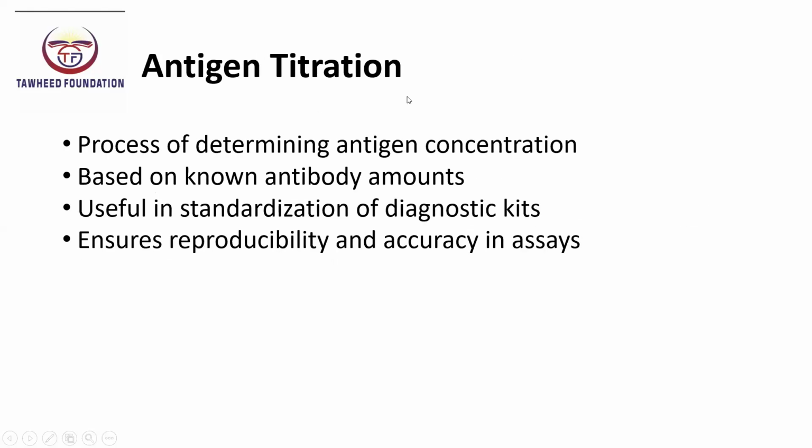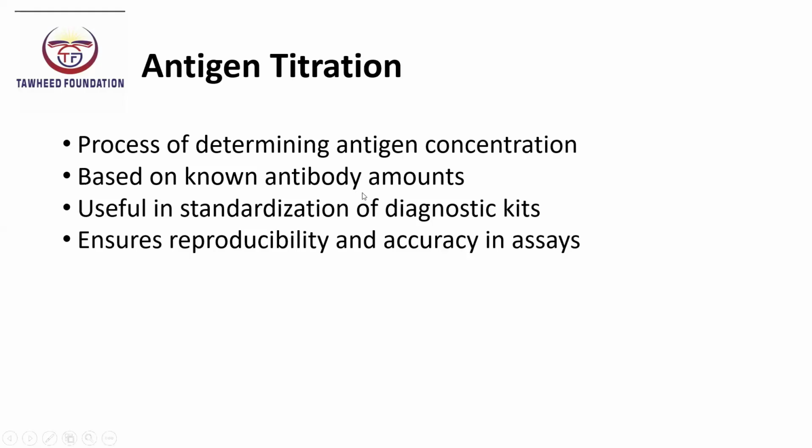Next is antigen titration. Antigen titration is the process of determining the amount or concentration of antigen present in a sample. It is performed by using a known amount of antibody and measuring the point where the antigen antibody reaction gives an optimum visible result. This process helps in standardizing diagnostic tests and ensuring that reagents have accurate and reproducible concentration.